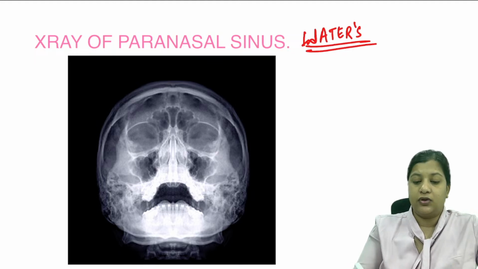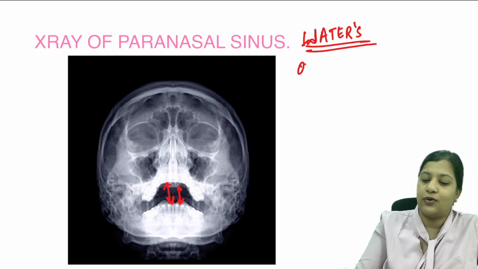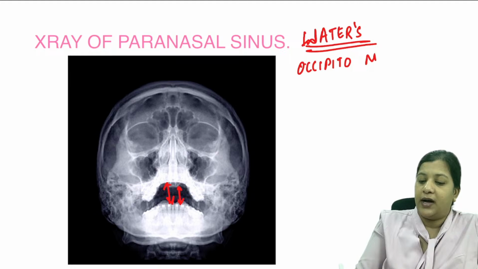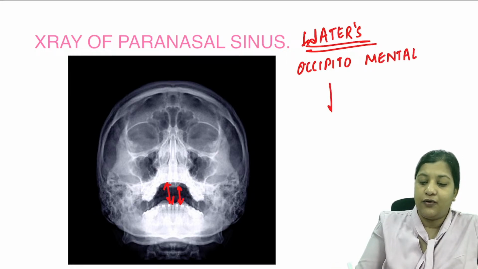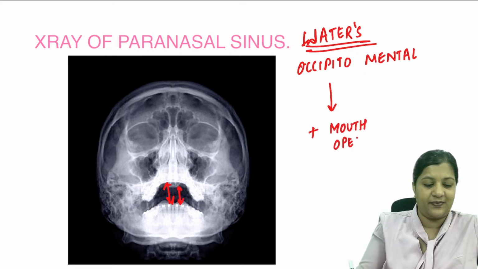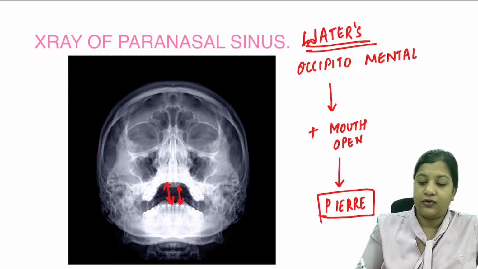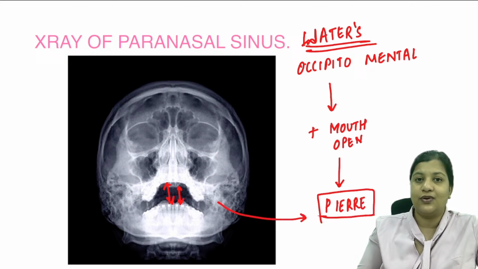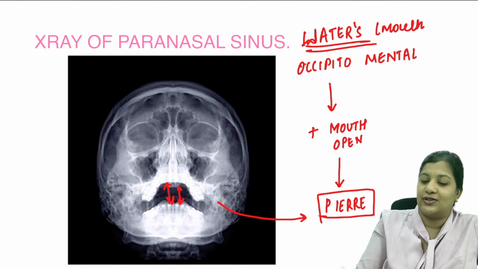Now in Waters view, the mouth has to be closed. Here you see, is the mouth closed or open? Waters view is the occipitomental view with the mouth closed. But if you have the same view with the mouth open, like what you see here, what would you call this view? Very good, Manish. This is called Pierre's view. So if they give you this image, your answer has to be Pierre's view. If they give you an image with the mouth closed, then your answer has to be Waters view.